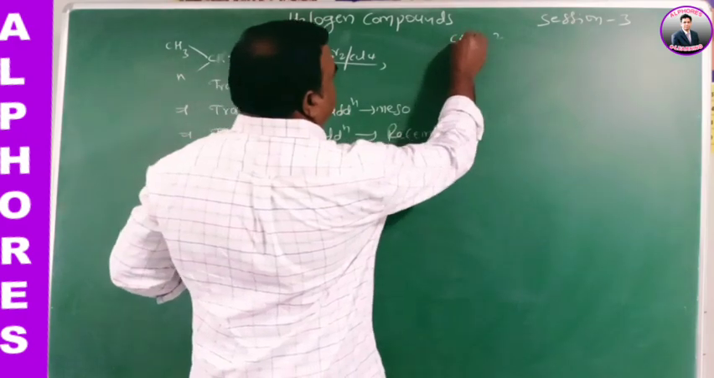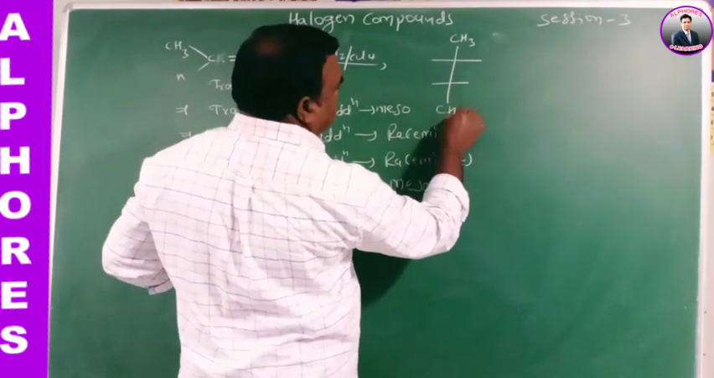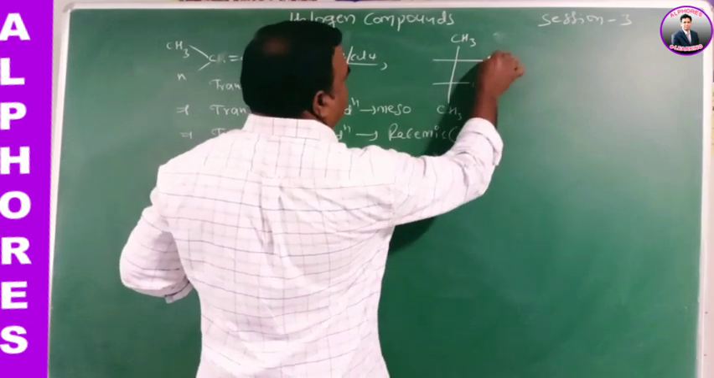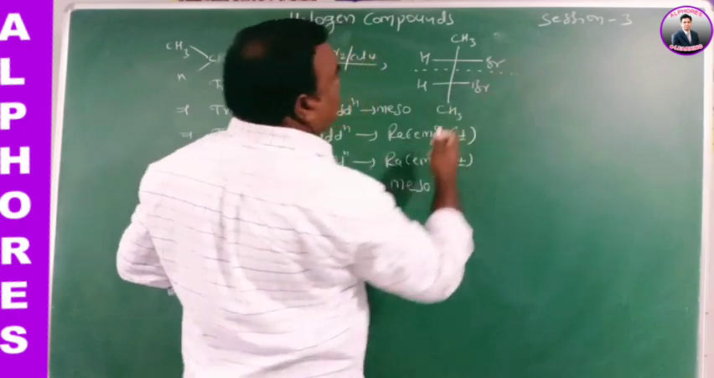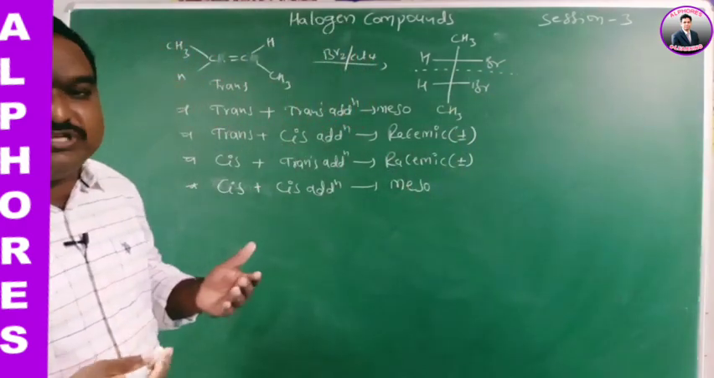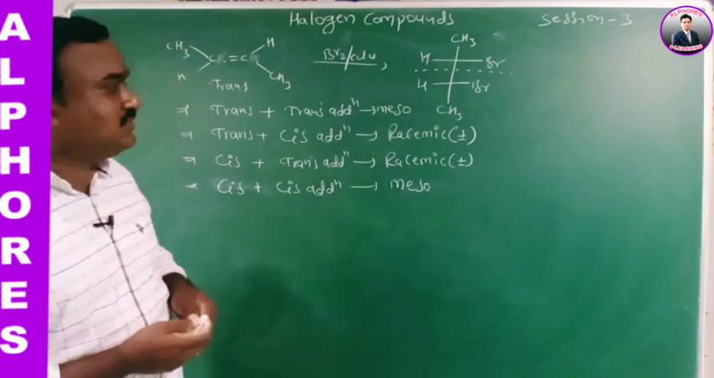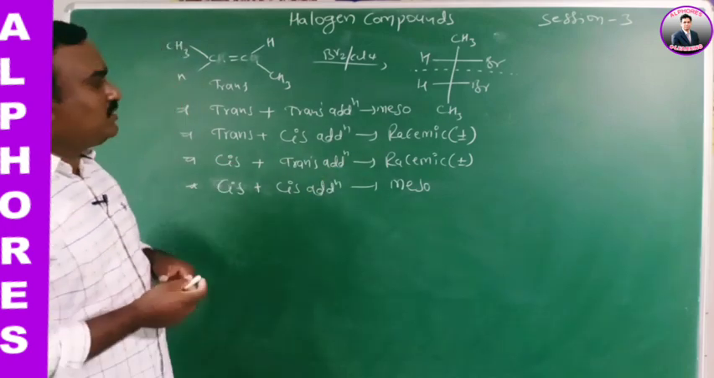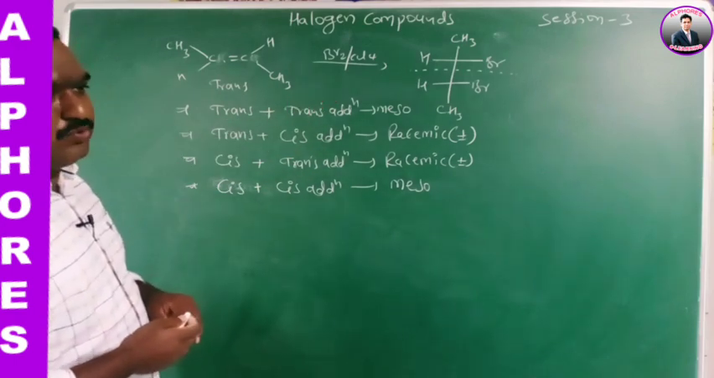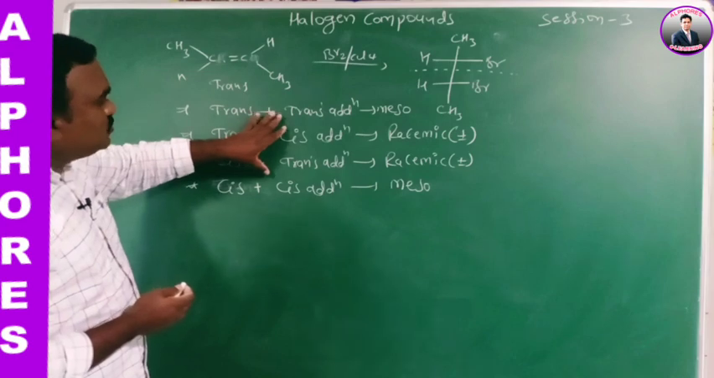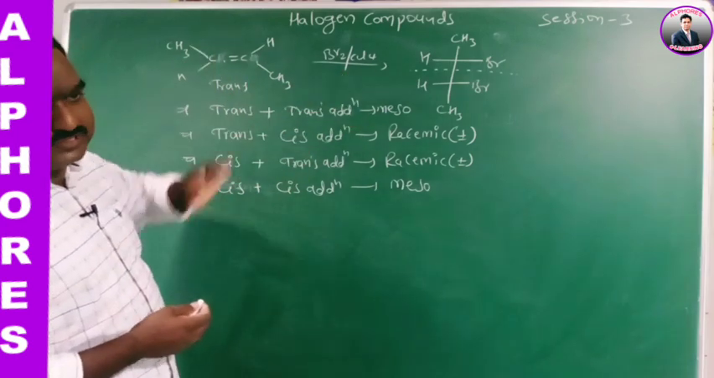Here CH3 group, here CH3 group, here Br, again Br. Meso compound. Due to the presence of plane of symmetry, compound is generally called what? Meso compound. Optically inactive compound is formed. The type of compound is called what? Meso compound. If you follow these rules, we can write the final product wherever stereochemistry is given.